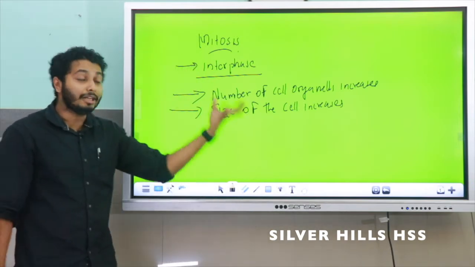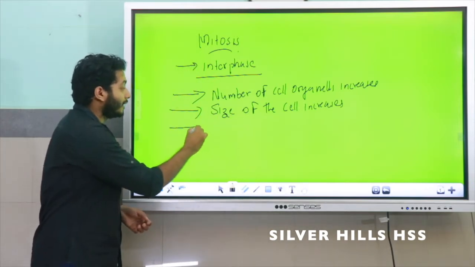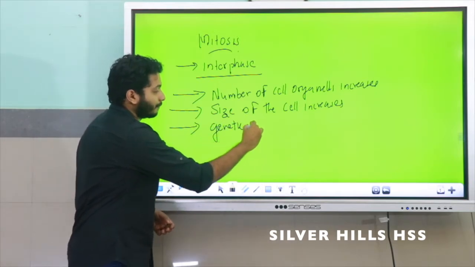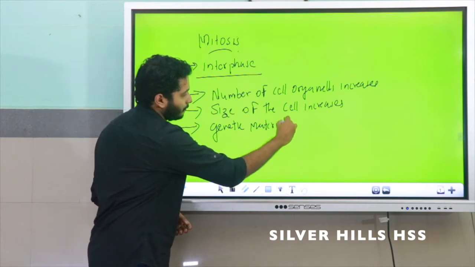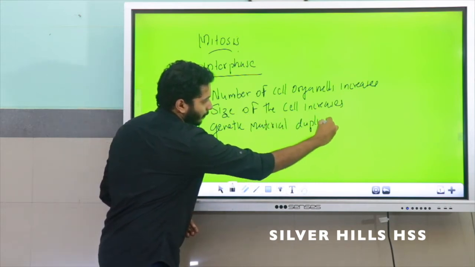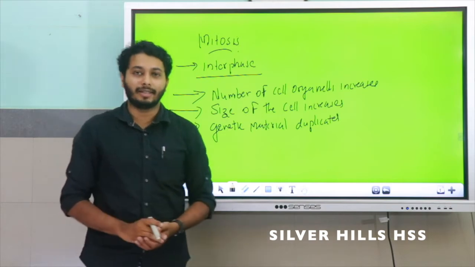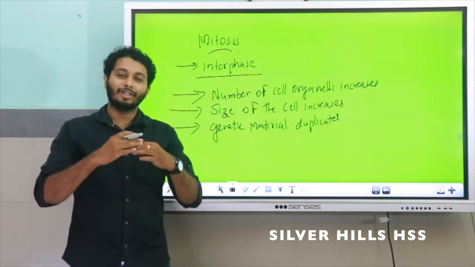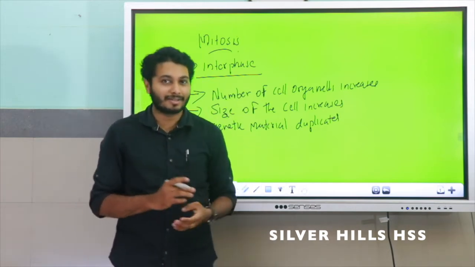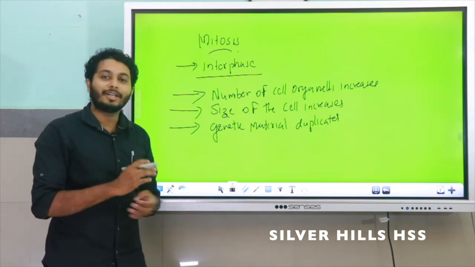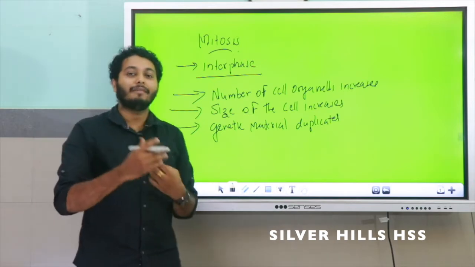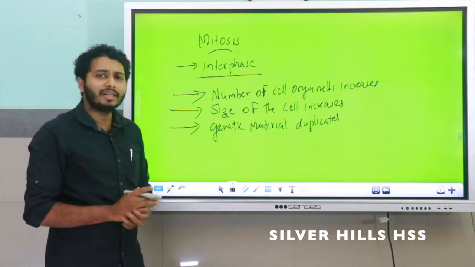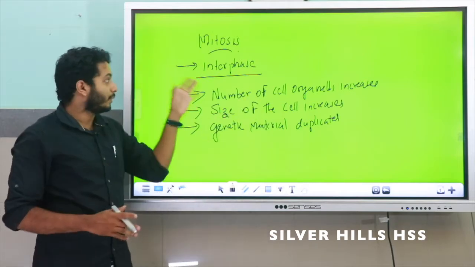The third and very important point is that the genetic material duplicates. We already discussed genetic material. In human beings, the genetic material is DNA. DNA is passed from one generation to the next, and due to the passing of this genetic material, some traits or behaviors pass from one generation to the next. So, these are some of the important changes taking place inside a cell during interphase.